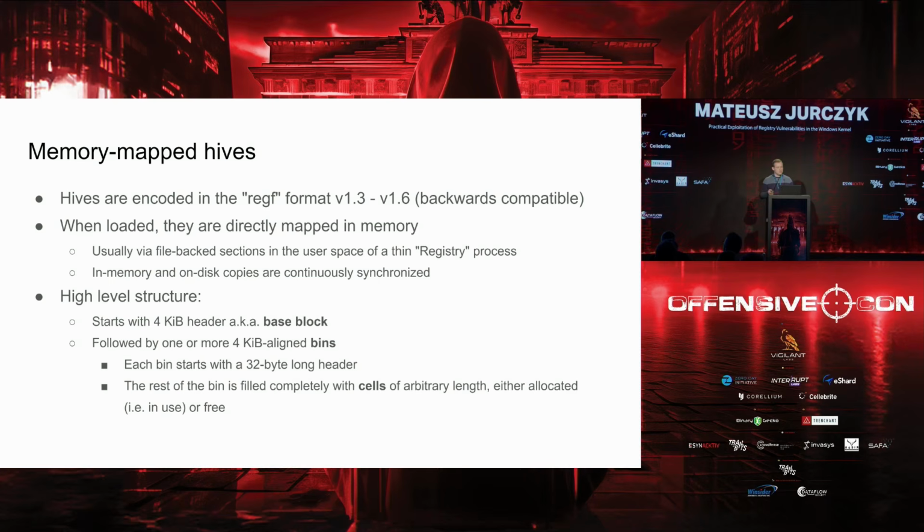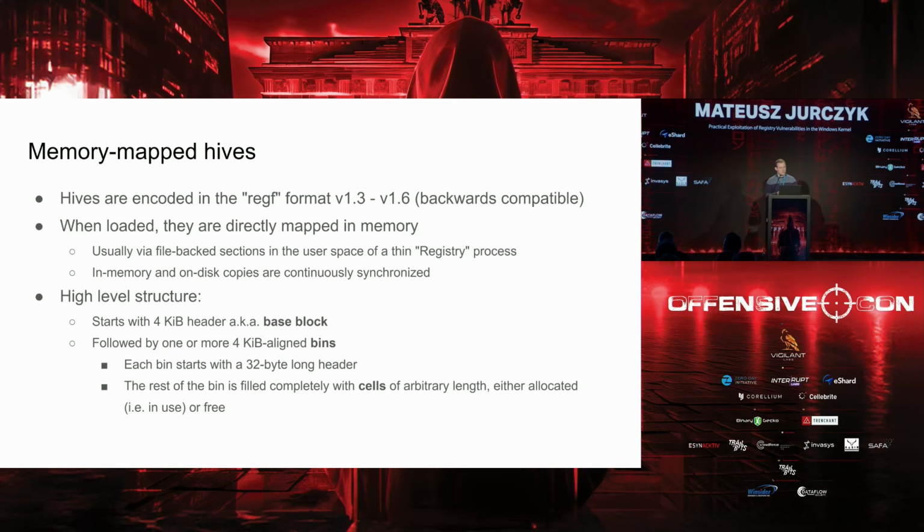Technically, it's typically achieved by having a file-backed section inside of the special registry process, which is a helper process. And so we have these file-backed sections in the user space of this process that you can find in Task Manager, for example. And then both the in-memory and on-disk copies are continuously synchronized by the operating system. So if we perform some operation in the registry, some data is written to the memory mapping, then it's flushed to disk very soon by the operating system.